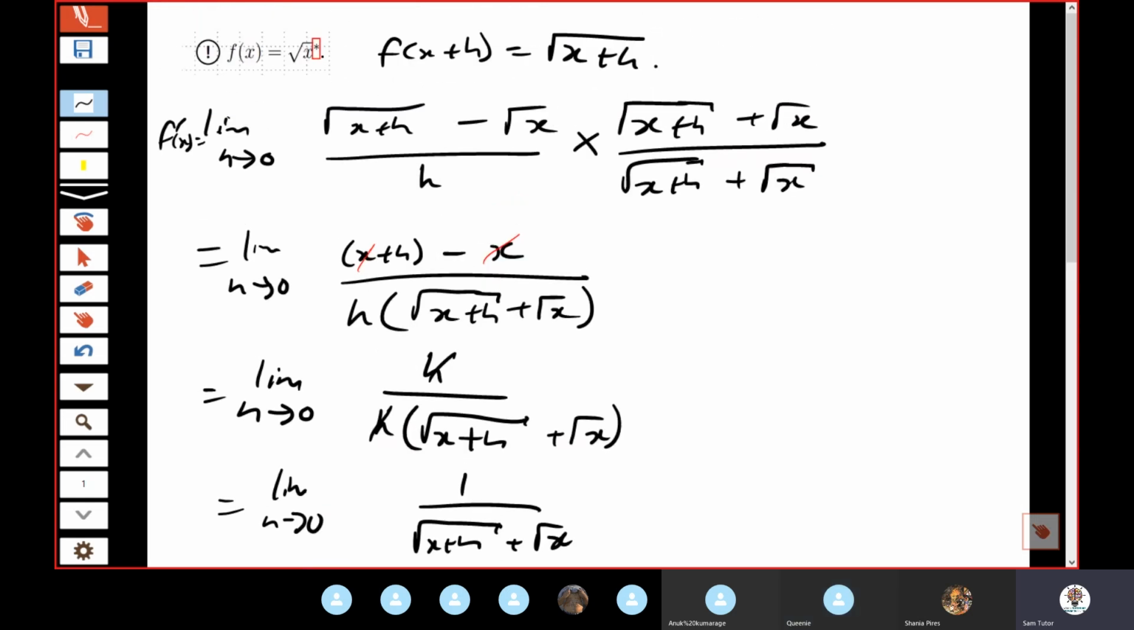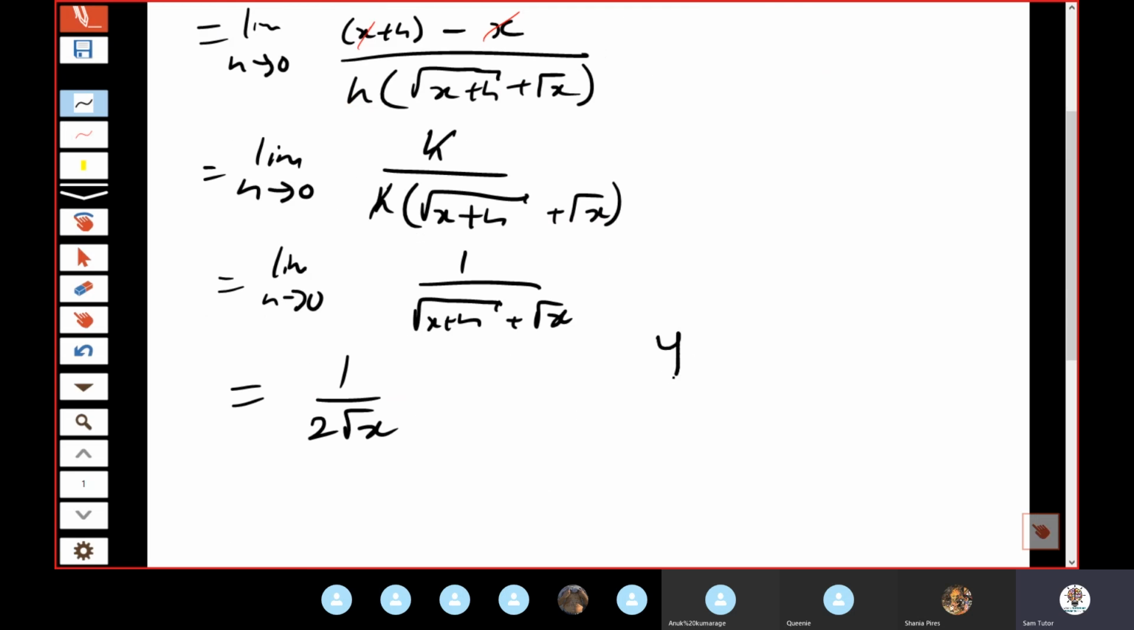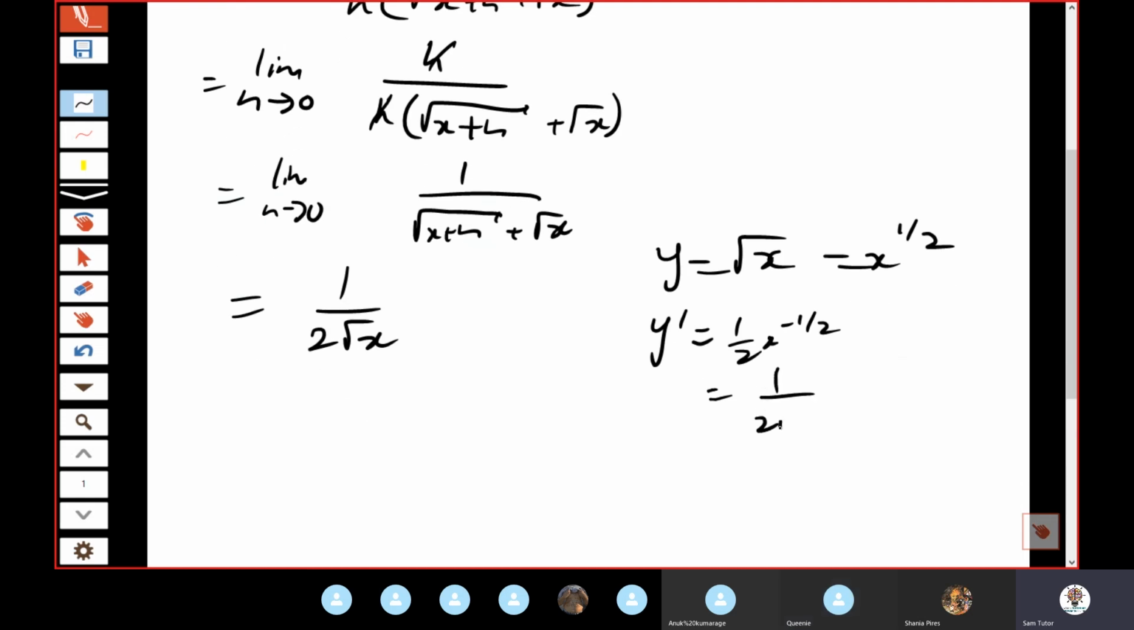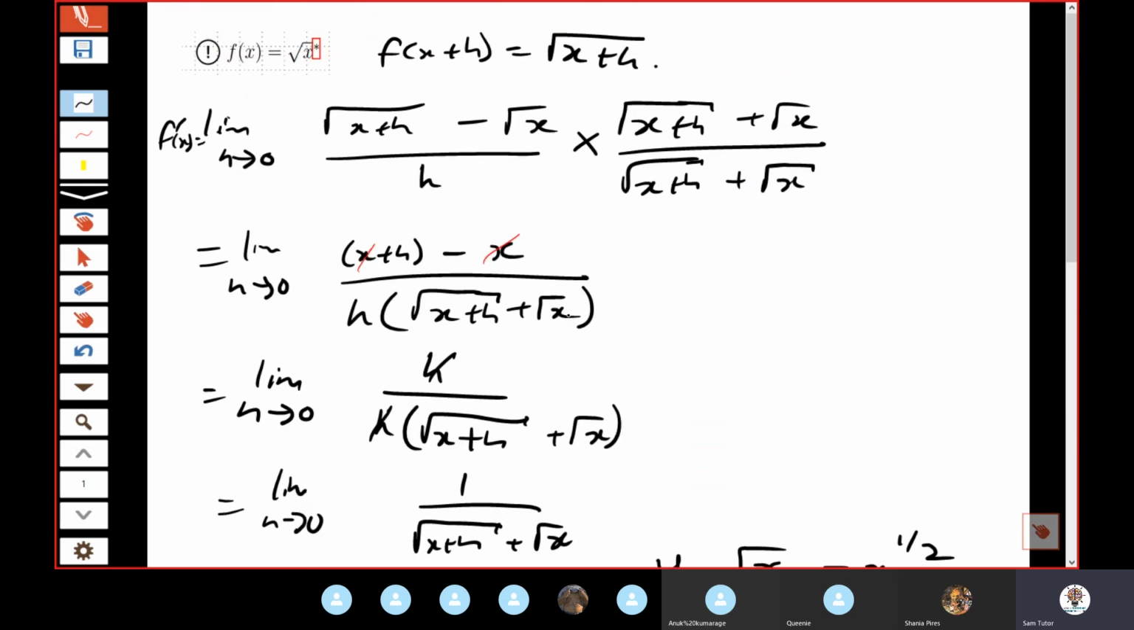The question was y equals root X. You have to change that to X to the power of a half. What does y dash equal to? Half X to the power of negative half. And then negative half goes in the bottom as positive half. And 1 over 2 root X. Smashed it. And that is the only way you're going to be able to do that.